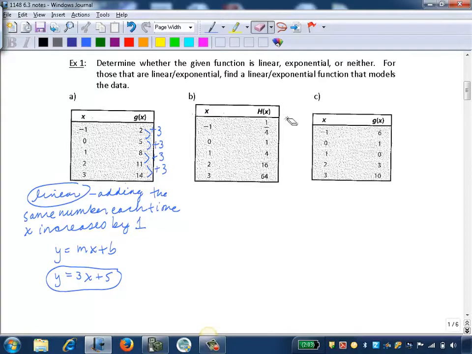Okay, let's look at b. So if I study all of these h of x values, these y values, I've got 1/4, 1, 4, 16, and 64. So here, if we look closely, as I move from 1/4 to 1, I'm multiplying by 4. Well, same with going from 1 to 4, I'm multiplying by 4. And 4 to 16, I'm multiplying by 4. And 16 to 64. So since these are growing by the same factor of 4 every time, we know that this is exponential. So this is an exponential function.